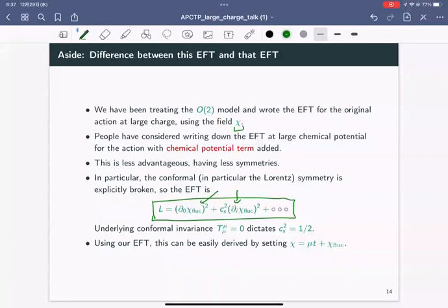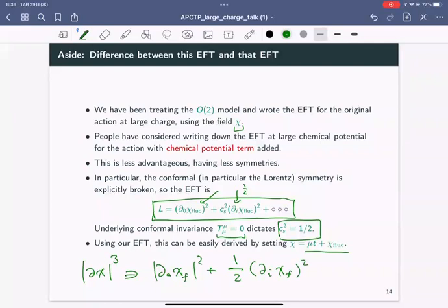But you can use the underlying conformal invariance and its Ward identity, which means the trace of T zero. And this dictates that the speed of sound is 1/√2, so c squared is 1/2. Using our effective field theory, this can easily be derived by setting chi equal to mu t plus chi fluctuation. So you have chi to the cube, and this contains a term like the fluctuation plus this term. This is much easier, because there you cannot use just the ordinary derivative expansion. But we can tweak it around to write down a much simpler effective action if we notice that mu can appear in the denominator, and mu is nothing but partial chi.